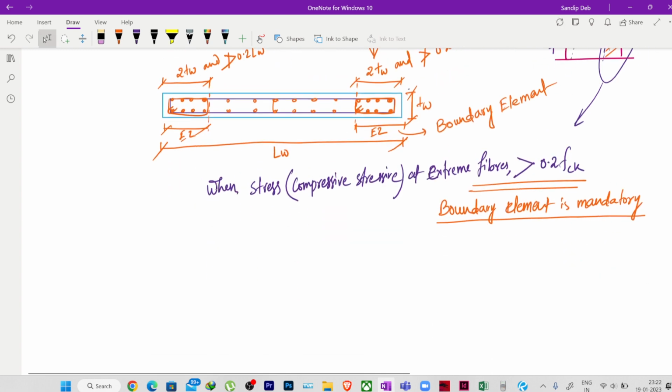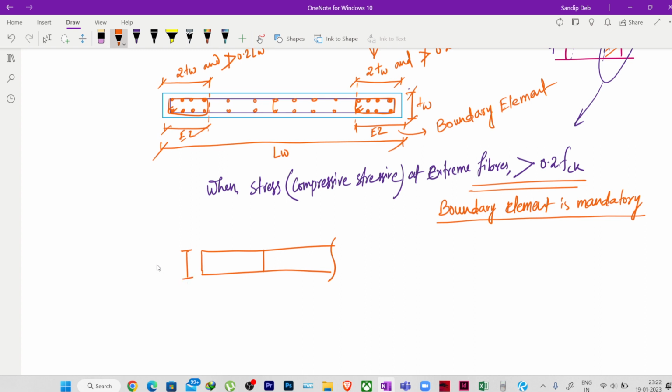Now, how will we provide the boundary element? What will be the dimension of the boundary element? Suppose this is my shear wall, the highlighted cross section. Initially we can begin with a boundary element of thickness TW, which is the same as my shear wall, and length maybe 2 times TW. Fine, so we can begin with this.